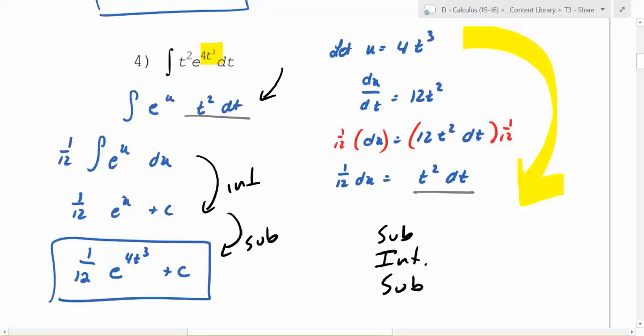The thing you have to take care of is the 12. Is there a 12 in front of the integral? No, there's no 12, so you have to get rid of it, so you put it over a 12. That's where that 12 comes from.